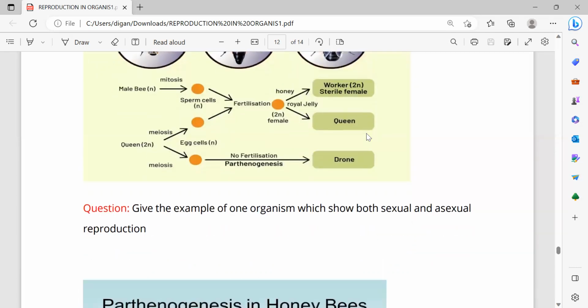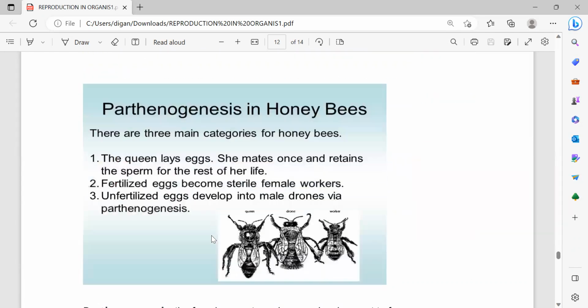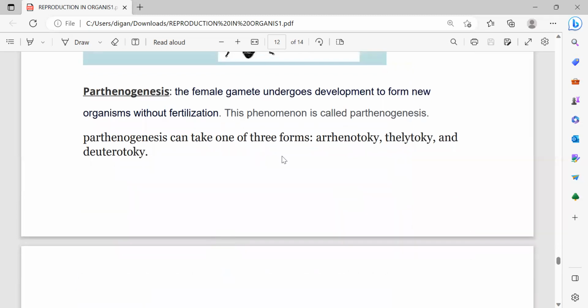So honeybee is very important from the examination point of view. A question may also come: give an example of one organism which shows both sexual and asexual reproduction. Then you just write about this honeybee or parthenogenesis process. What is the definition of parthenogenesis? When the female gamete undergoes development into a new organism without fertilization, that is called parthenogenesis. Gametes are involved, but they never fertilize, and without fertilization they produce a new organism.